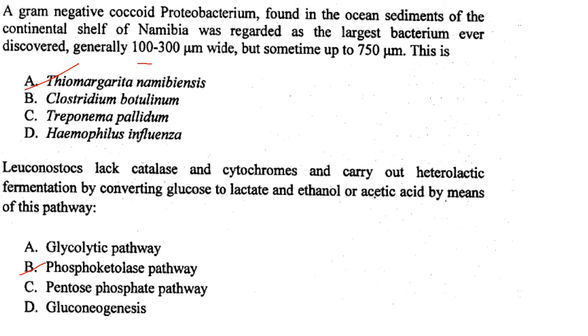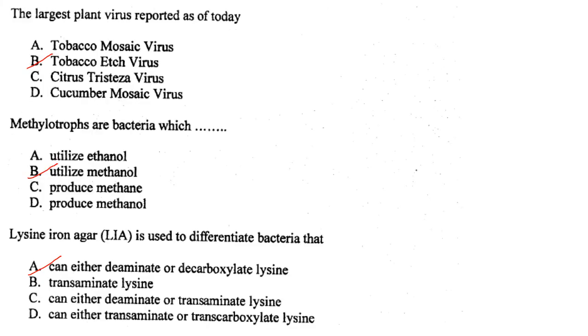Then Leuconostocs lack catalase and cytochromes and carry out heterolactic fermentation by converting glucose to lactate and ethanol or acetic acid by means of which pathway? So it is the phosphoketolase pathway that they adopt. Answer is option.